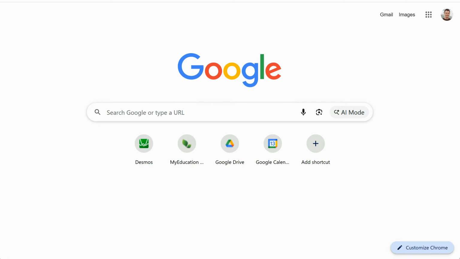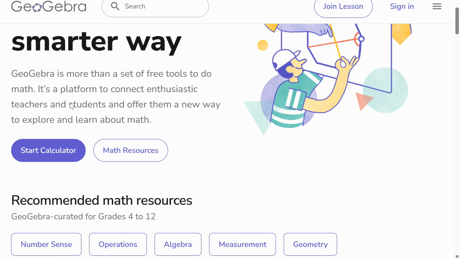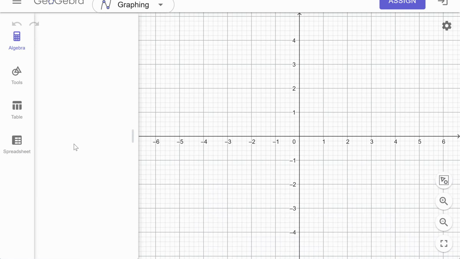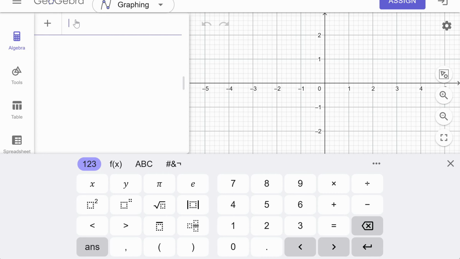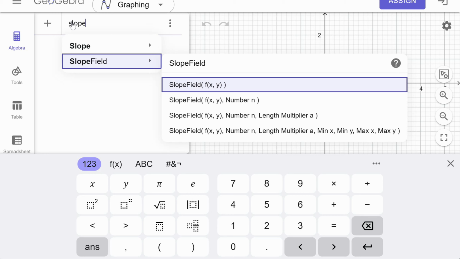If you just Google GeoGebra, you'll find it. You get to that page, start the calculator. Looks very much the same. And the easiest way to find things on GeoGebra is just to start typing. So if you know that you're looking for something called slope field, just start typing slope, and when you see that, you find the different things.